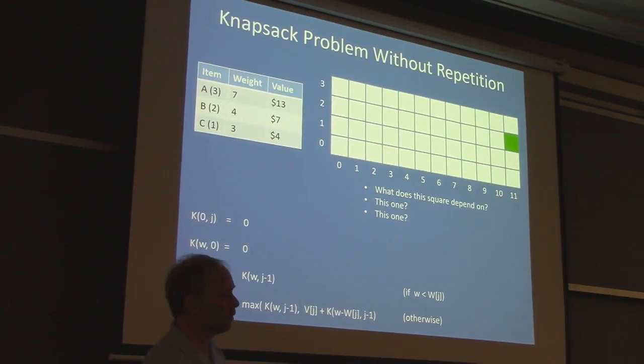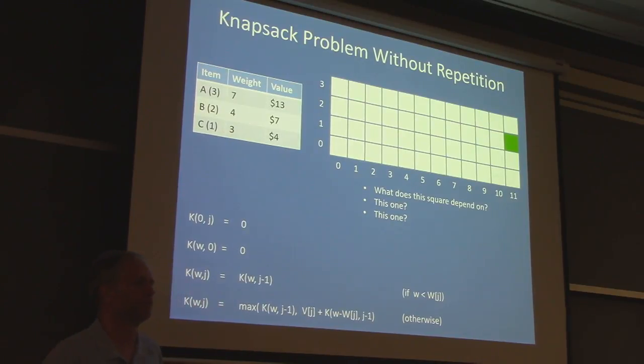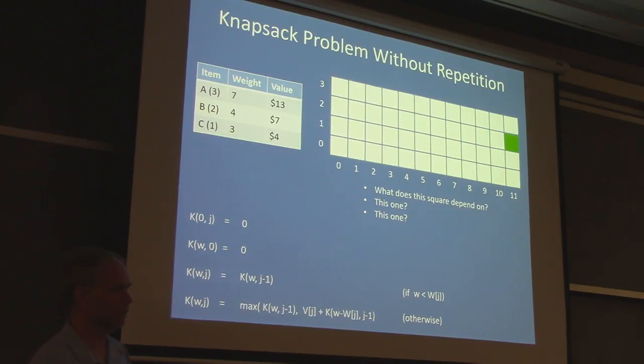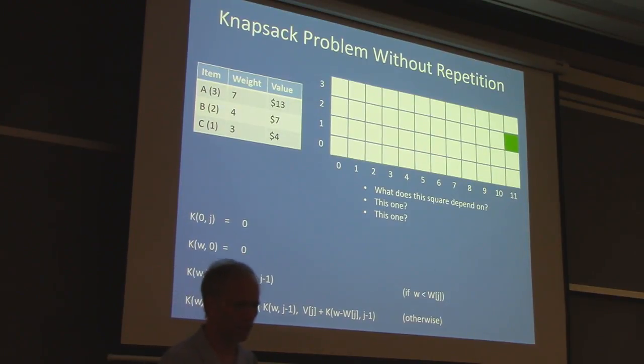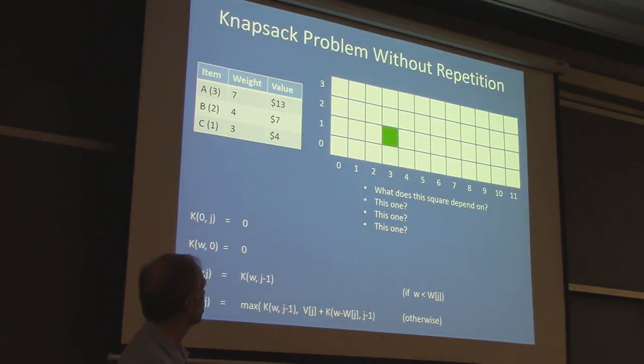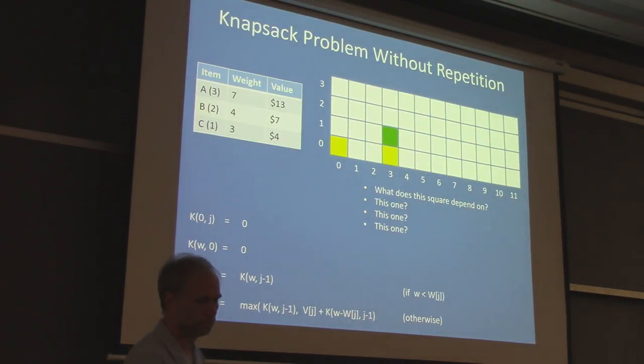What about that one right there, that green one? What squares does it depend on? One below and 7 to the left. So it's the one below, but it's not the one 7 to the left, because now j is 2, so it's the one 4 hops to the left, because the weight of item 2 is 4, so it'll depend on those two. What about that one? What's it depend on? Below and 3 to the left, because that's an item 1. Okay?